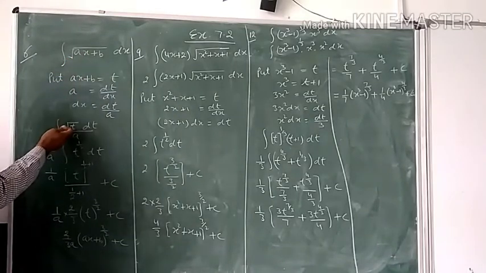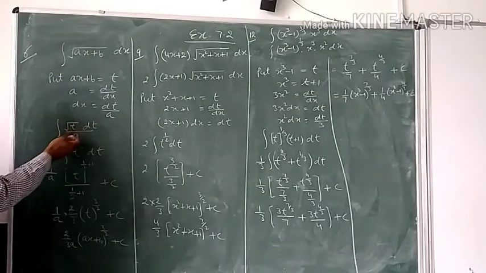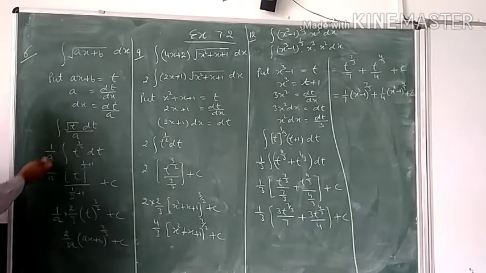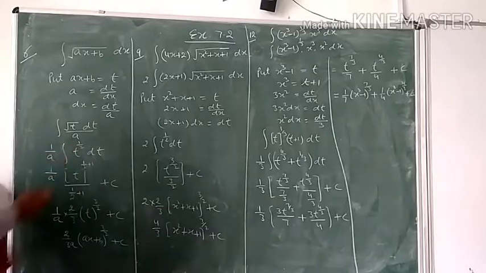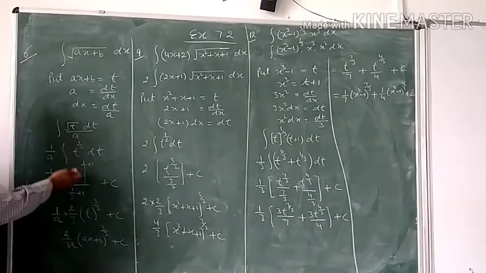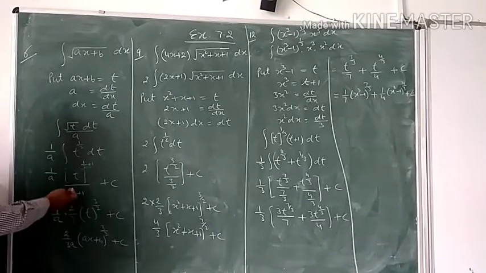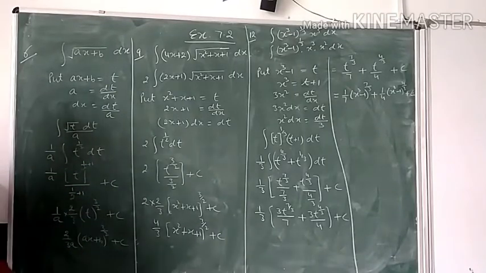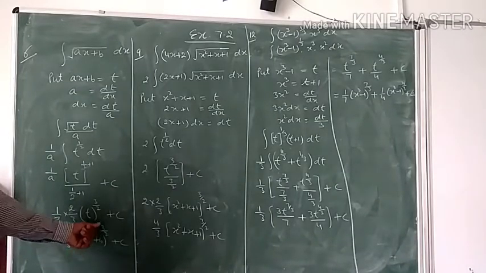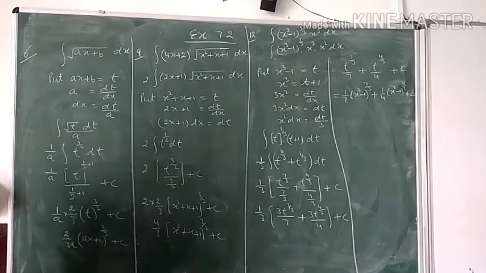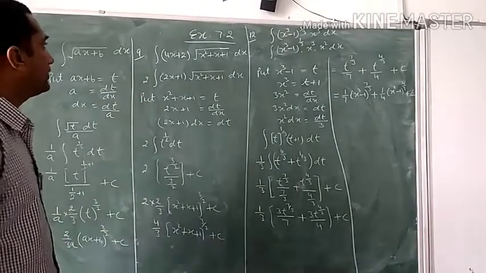So we will get square root of t, dt over a. Take 1 by a common outside the integral: 1 by a integral of t raised to power 1 by 2 dt. So integrating t to the power 1 by 2 is t to the power 1 by 2 plus 1 over 1 by 2 plus 1, plus c. After solving it, you will get the answer 2 over 3a into (ax plus b) raised to the power 3 by 2, plus c. So simple.